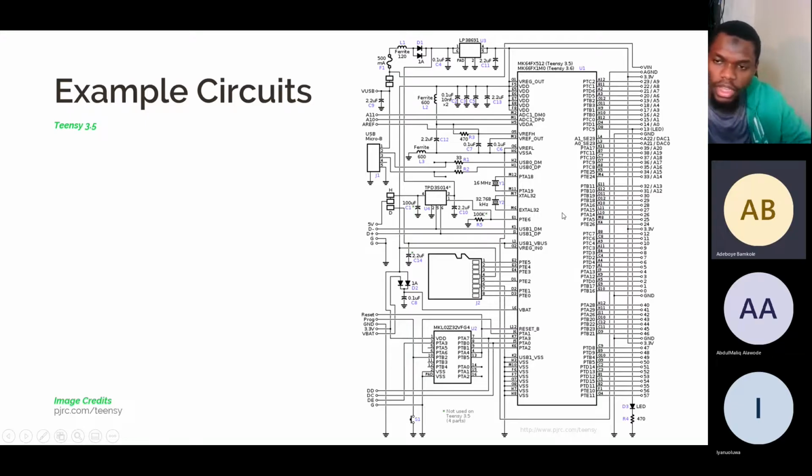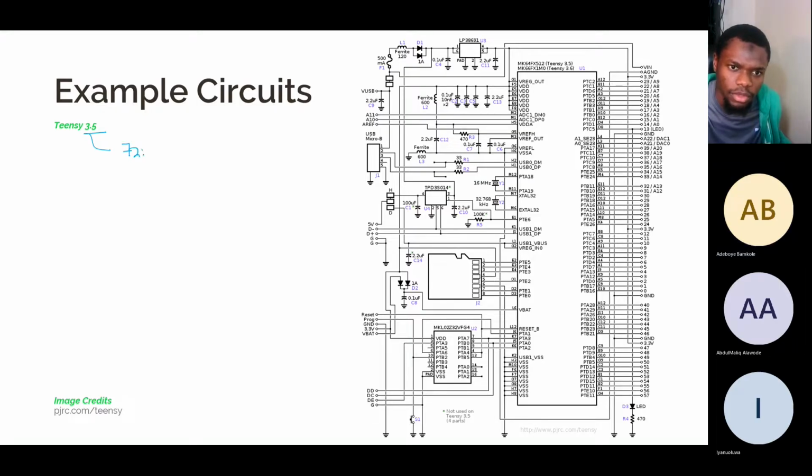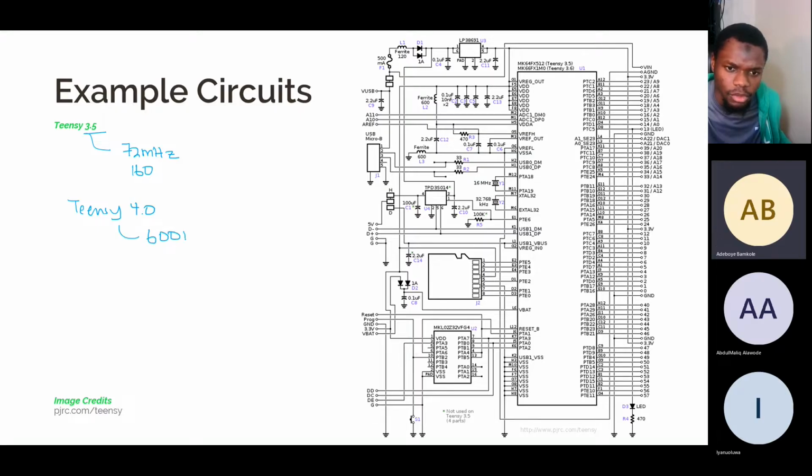I don't know if you've heard about Teensy. Teensy is another microcontroller family, just like the Arduino. But this is another interesting family, and these are very, very powerful microcontrollers. For example, this Teensy can go as fast as 72 megahertz. Teensy 3.5 can go faster than 72 megahertz, maybe up to 160, I'm not sure. But Teensy 4.0 can go up to about 600 megahertz. I'm sure of that.